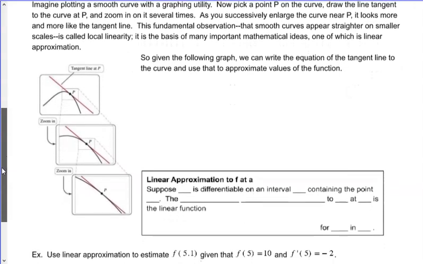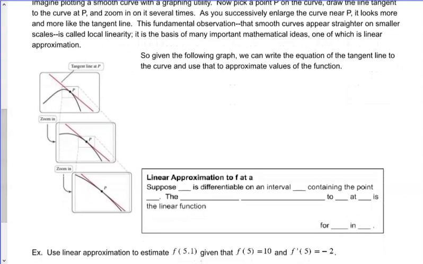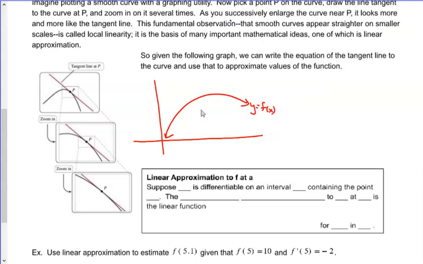So, given the following graph, we can write the equation of a tangent line to the curve and use that to approximate values of a function. So I'm going to create a graph here for you. And we have some function f, that does something like that possibly. So this is y equals f of x. Then I'm going to create a tangent line, say right here. So it would be intersecting just at one spot.